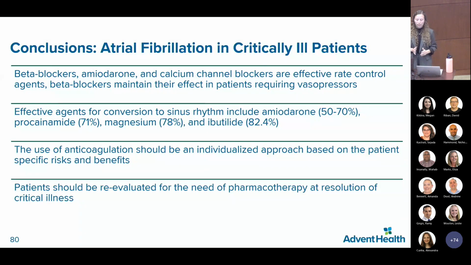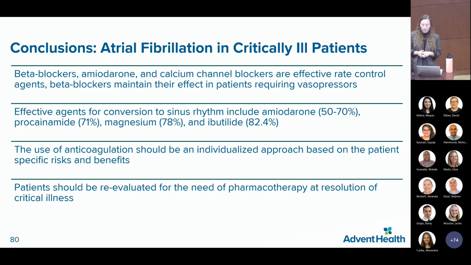So in conclusion, it's not clear which treatment strategy is superior in our critically ill patients, but if we're opting for a rate control strategy, beta blockers have been shown to have mortality benefit in patients who have septic shock. For rhythm control, there are several options, with amiodarone and magnesium being our most well tolerated. Anticoagulation, however, has not been shown to be beneficial in this acute setting.